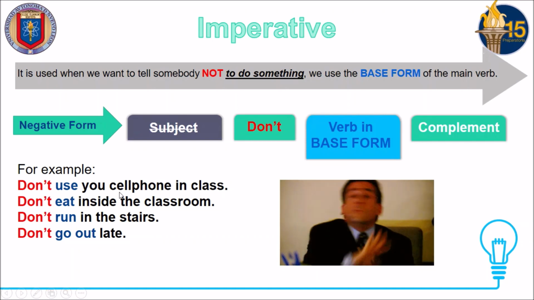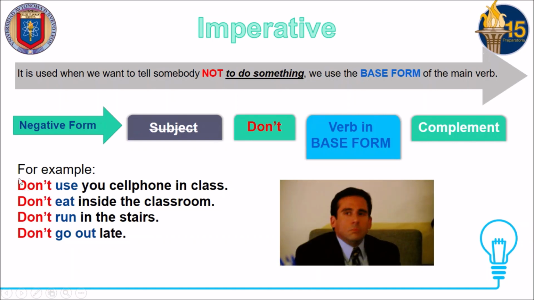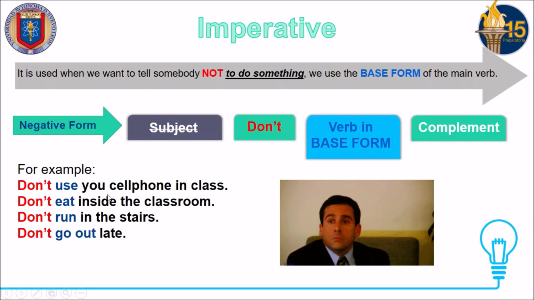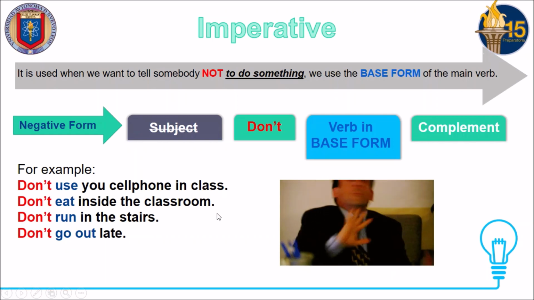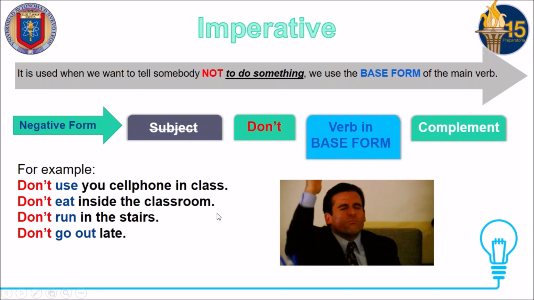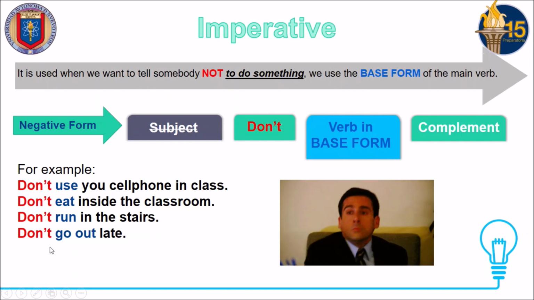Don't use your cell phone in class. The auxiliary, base form, complement. Don't eat inside the classroom. Don't run in the stairs. Don't go out late.